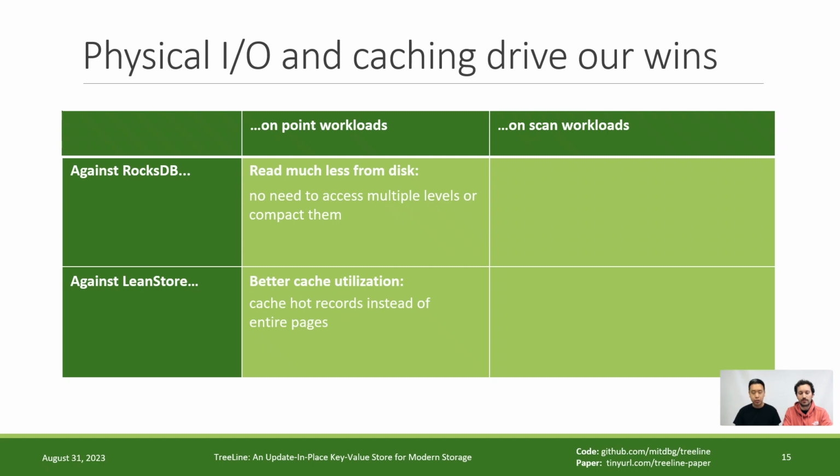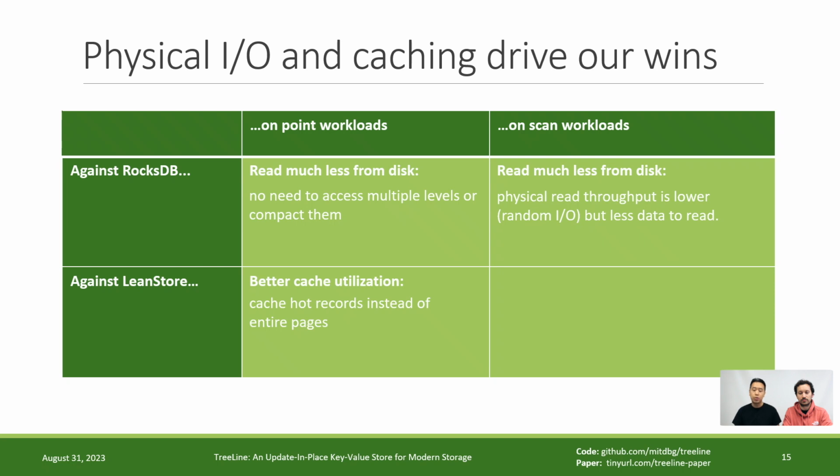So like Marcos described earlier, we use a record cache to only cache the hot records in memory. And this leads to much better memory utilization, especially when the keys are small relative to the page size. In comparison to RocksDB on scan workloads, Treeline does better because it is again able to read much less physical data from disk. When RocksDB does a scan, it needs to merge records from all the levels in its LSM tree, whereas for Treeline, there's just a canonical range of data that it needs to look at.